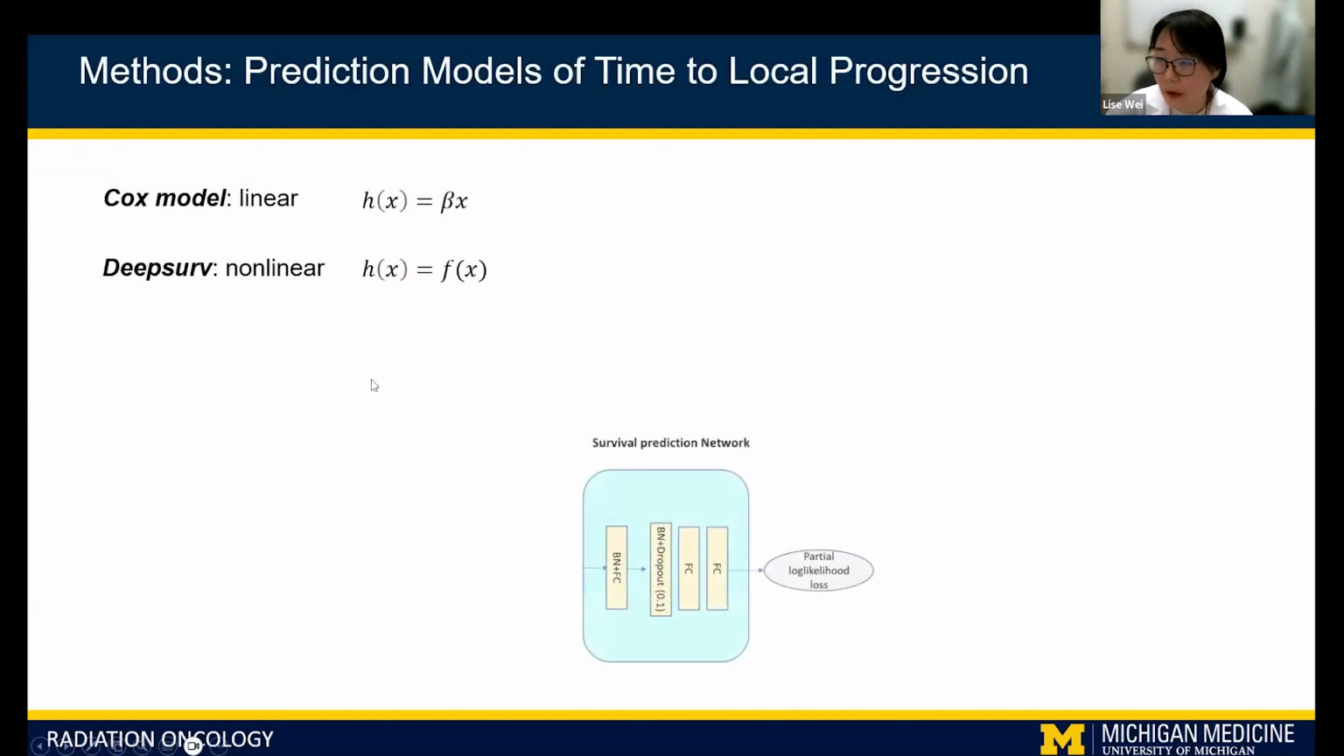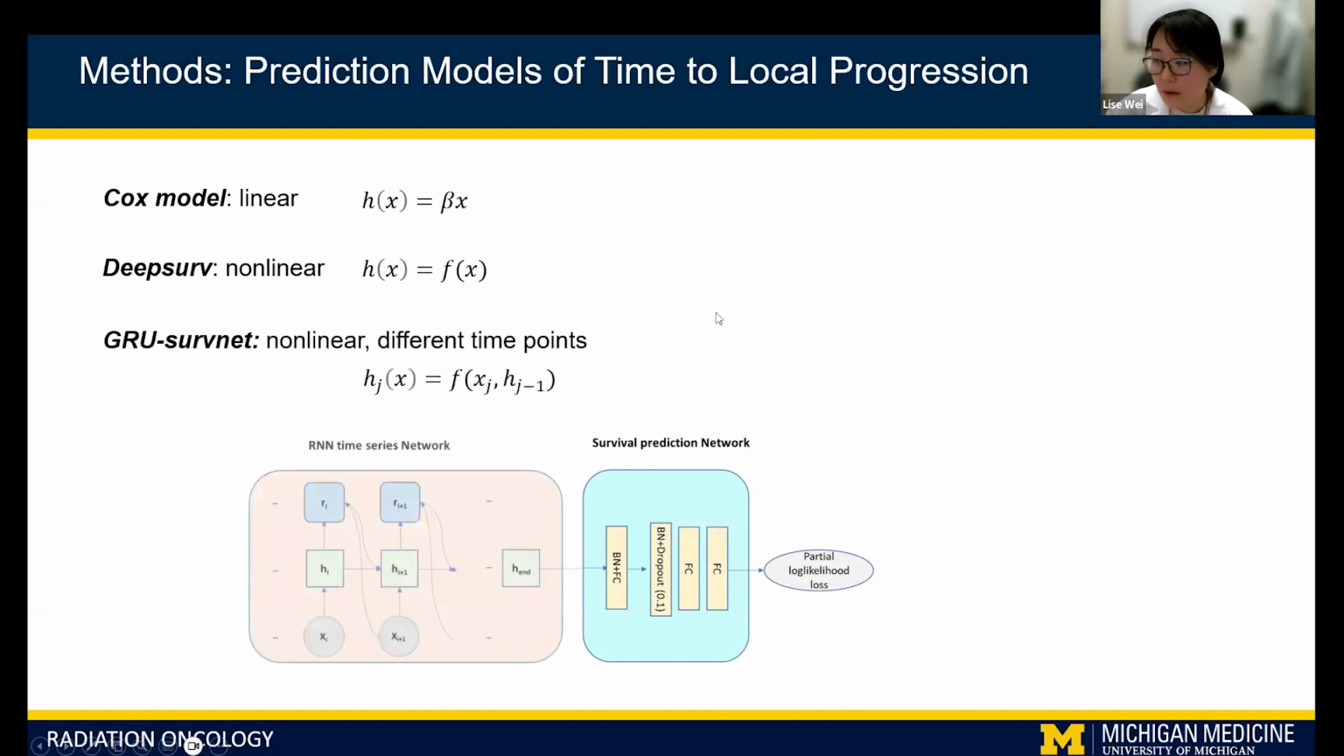This is for the survival part. Because this is also time to local progression, we still use the same methods as DeepSurv. I will not explain it. One thing different here is that because we have two time points, we use this recurrent neural network combined with this Cox-based survival network to get the result.